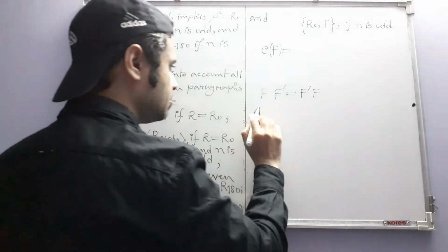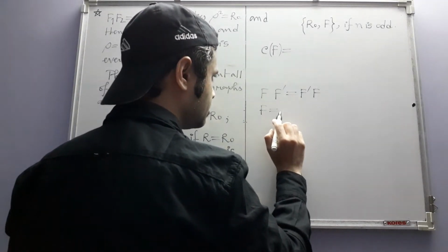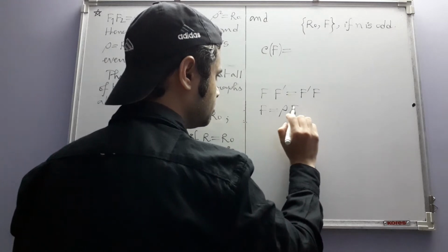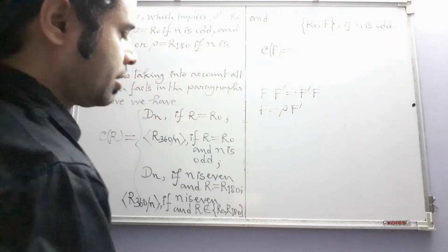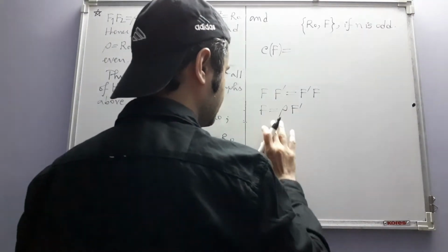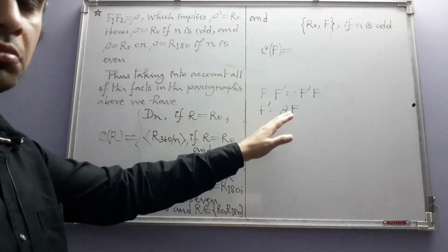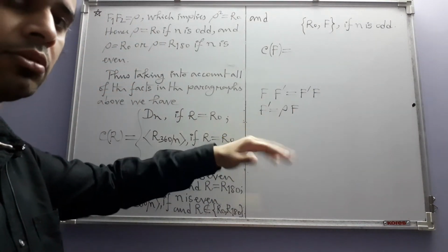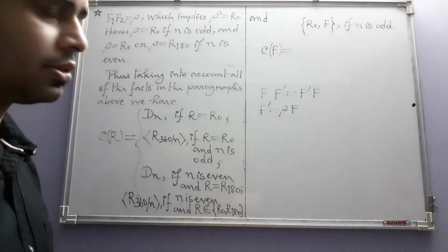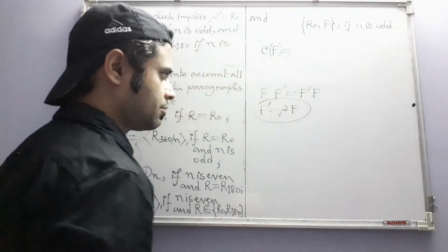Then we can, in fact we have there, expressed F as rho times F prime, but of course we can express F prime also as rho times F, where in place of rho you have to write rho inverse, which itself is also a rotation. Okay, so F prime is equal to rho F.